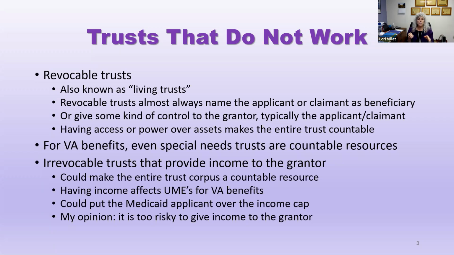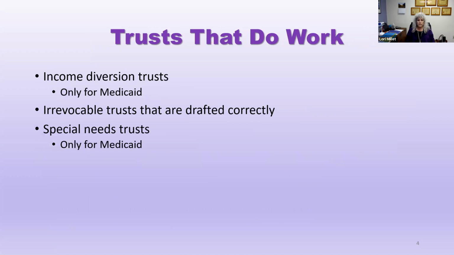They also could put the Medicaid applicant over the income cap, because remember, the income cap is $2,349. And if you've got other income coming in on top of that, you're going to need an income diversion trust. So my opinion is irrevocable trusts that provide income to the grantor are too risky and you need to avoid them.